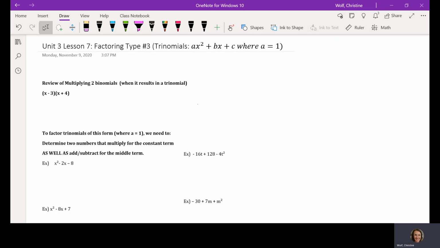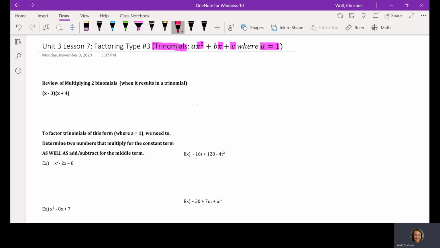Lesson 6 would have been factoring type 2, which was difference of squares, and every question was a binomial, had 2 terms in it. Factoring type 3 is about trinomials. So every question that I give you today will be a trinomial, okay, where the first term will be a term that's squared. The second term will have just an x, and then the final term will be a constant, so just a number. But what's important about type 3 is that a equals 1.